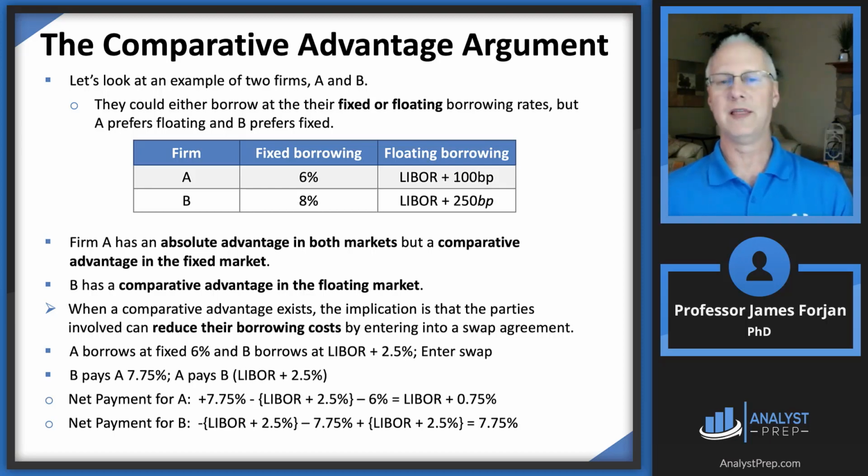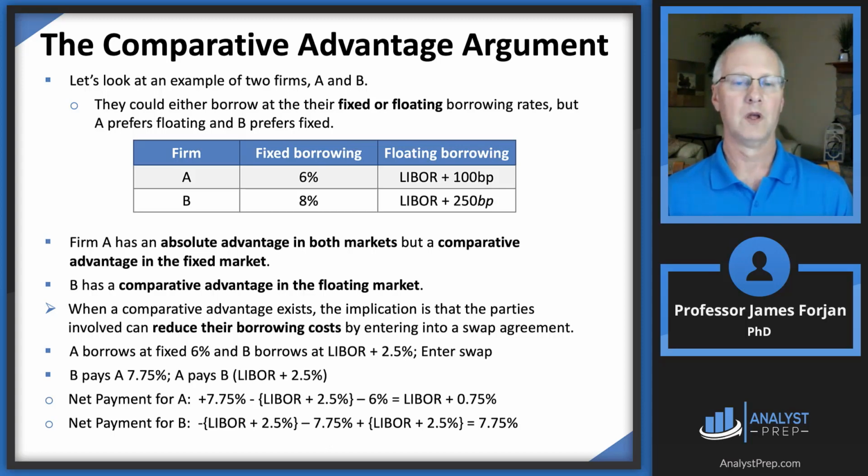Well, but note that the difference in the fixed market is 2%, and the difference in the floating market is just 1.5%. So B has some type of a comparative advantage. So can we use that comparative advantage to benefit both parties?